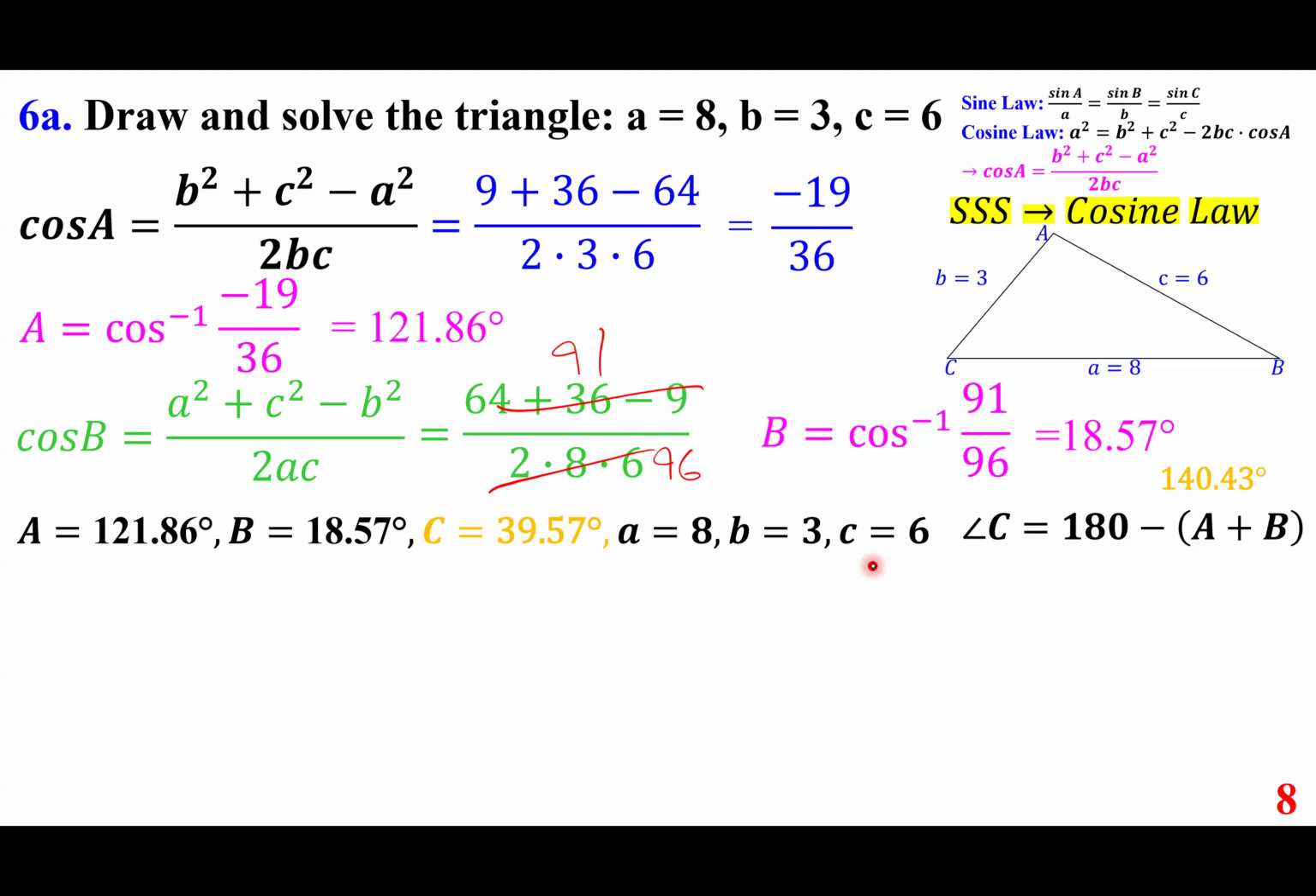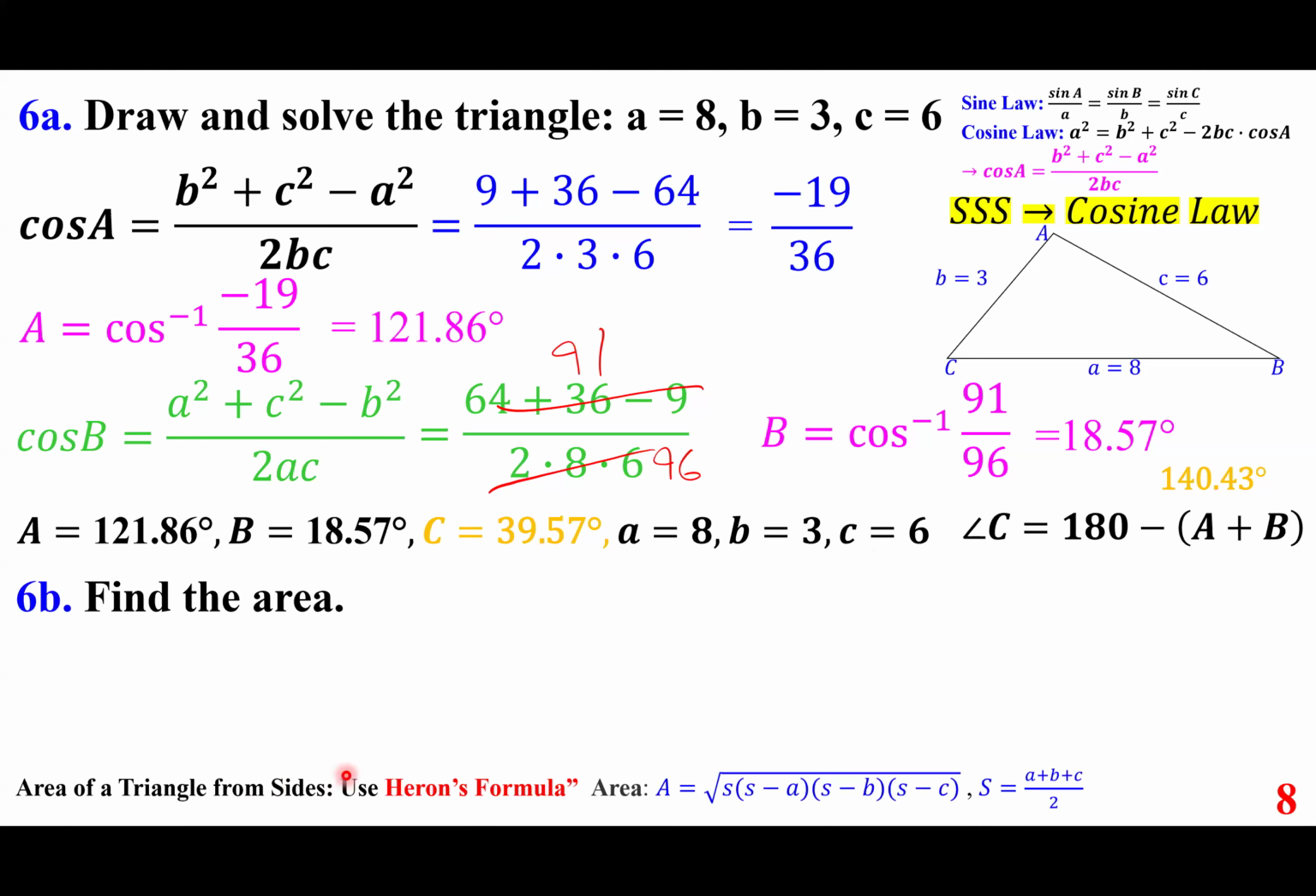Find the area. We can use area of a triangle from sides using Heron's formula as it was mentioned before. The area is the square root of s times s minus a times s minus b times s minus c, where s is the semi-perimeter, meaning add all the sides, divide by 2. So in this case, a plus b plus c, that means 3 and 6 and 8, add them up, divide by 2. And we get 8.5.